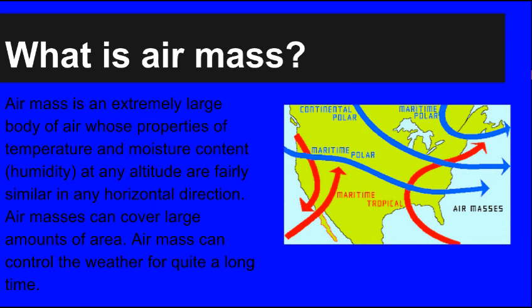What is an air mass? An air mass is an extremely large body of air whose properties of temperature and moisture content, or humidity, at any altitude are fairly similar in any horizontal direction. Air masses can cover large amounts of area. An air mass can control the weather for quite a long time.